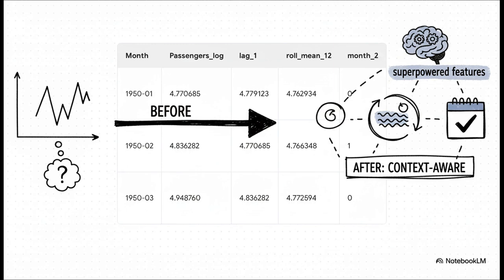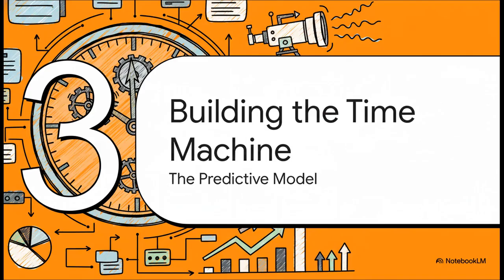And voila, here's what that looks like in practice. On the left, you've got the plain old original data, but on the right, that's where you see our new superpowered features in action. So now, for any given month, the model doesn't just see a number. It also knows what happened last month. That's our lag_1 column. It sees the 12-month trend in the roll_mean_12 column. And it knows exactly what time of year it is. We've basically turned a boring list of numbers into this really rich, context-aware data set. It's a total game changer. Okay, our data is now officially supercharged.